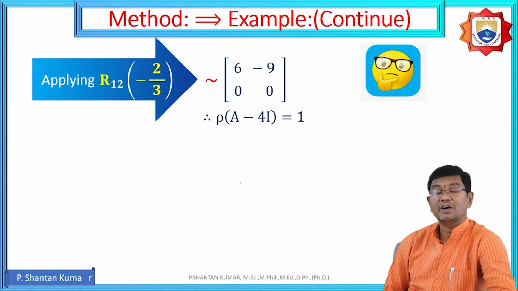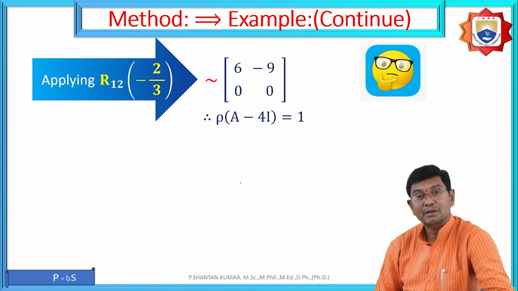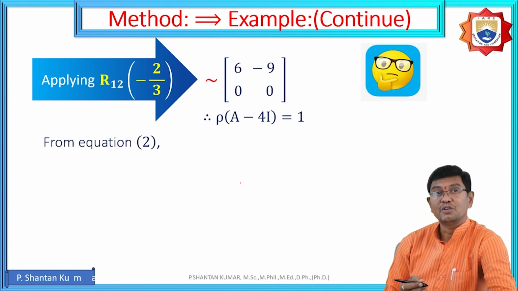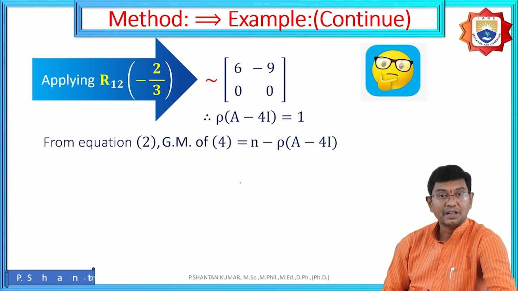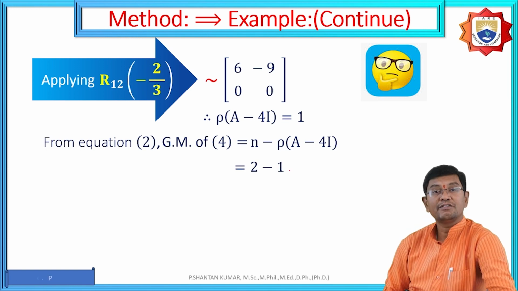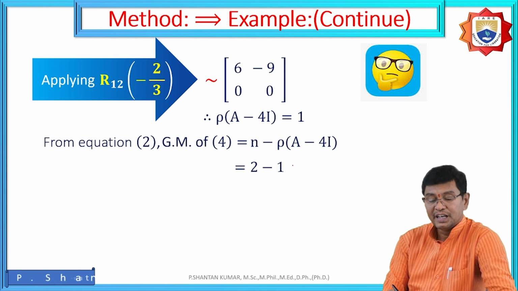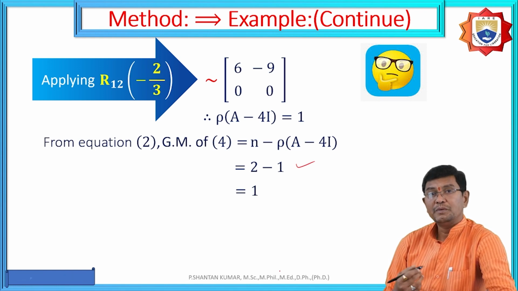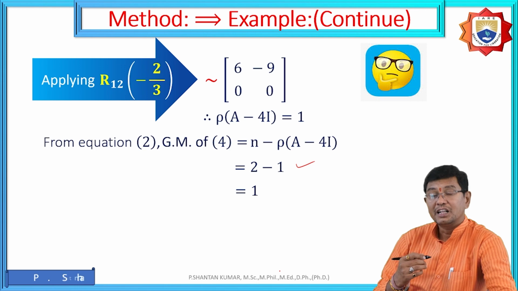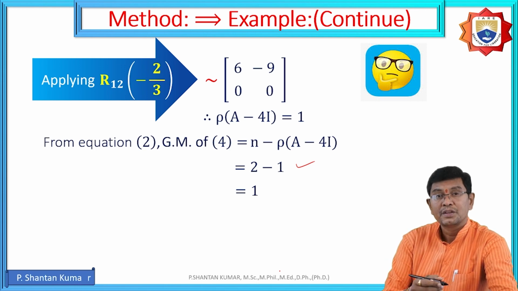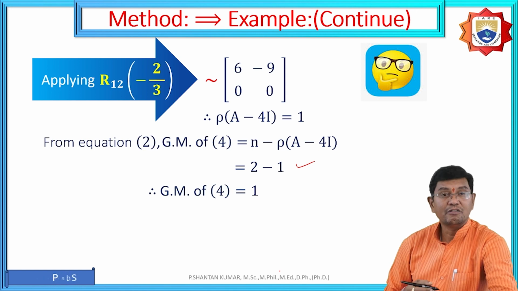But we need to find n minus the rank of A minus 4I, and n is 2, the number of variables. Therefore, n minus rank of A minus 4I is 2 minus 1. So the GM, the geometric multiplicity, is 1. And the algebraic multiplicity we identified earlier is 2.